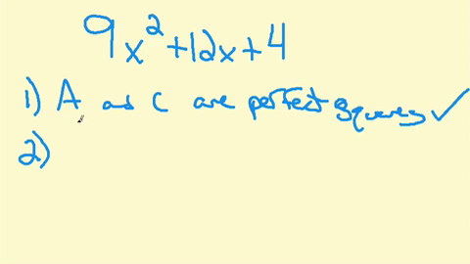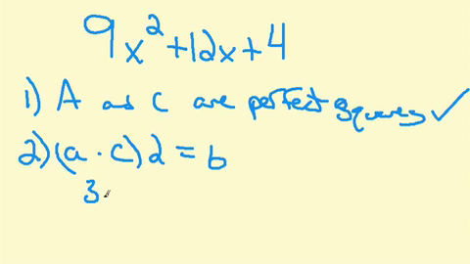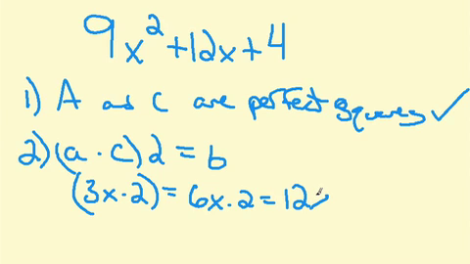And the second rule is we're going to take the square root of that first term and multiply it with the square root of the C term, and we're going to double it, and if that equals the B term. Alright, so see how that works out here. Square root of 9x squared is 3x. Square root of 4 is 2. And I'll just go ahead and write this out. 3x times 2 is 6x. Doubled is 12x. So there it is. Check.